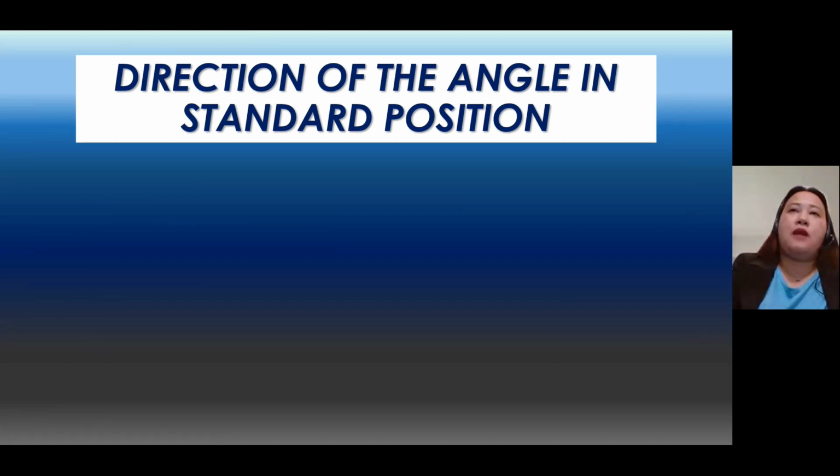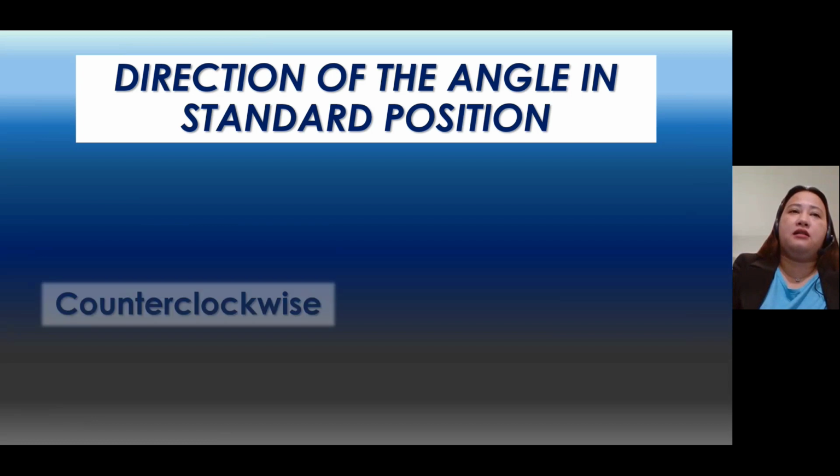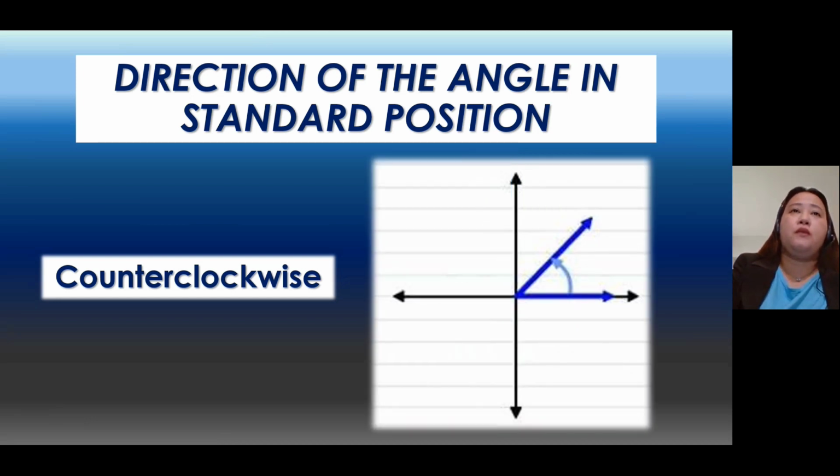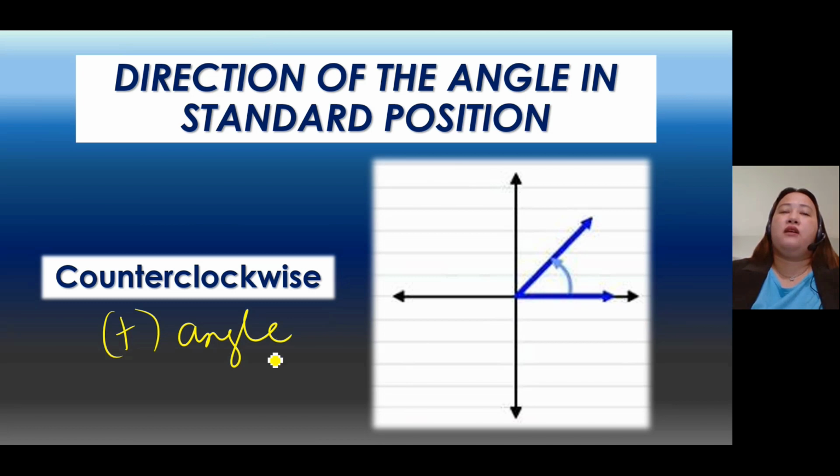For the direction of the angle, I already explained this a while ago when we discussed the quadrants. So just to show you the direction of the angle in standard position. For the counterclockwise, if you can remember, when we say counterclockwise, we have a positive angle. And here in our illustration, this is an angle in standard position.